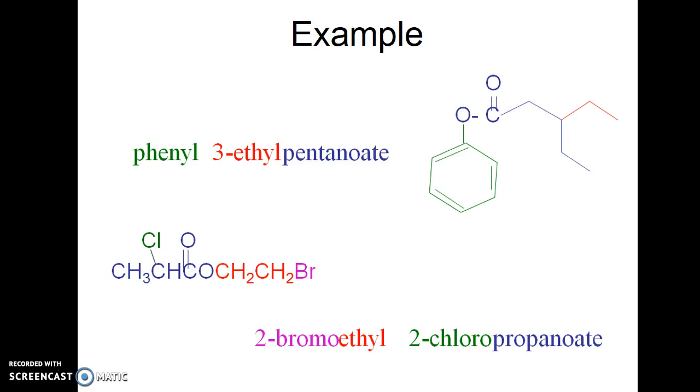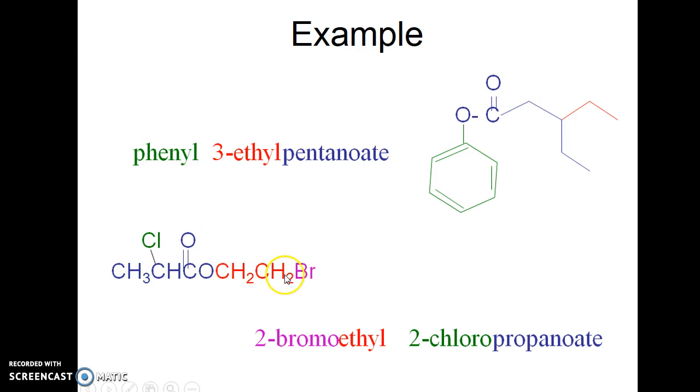This is an example right here. The acid side is right here. The alcohol side is right here. We call that phenol. And this would be 1, 2, 3, 4, 5, pentanoic acid, 3-ethyl pentanoic acid. So this is phenyl because we take an "-ol" off and put "-yl" on. We put a space and then 3-ethyl pentanoate. You take the "-ic" acid off and put on "-ate".